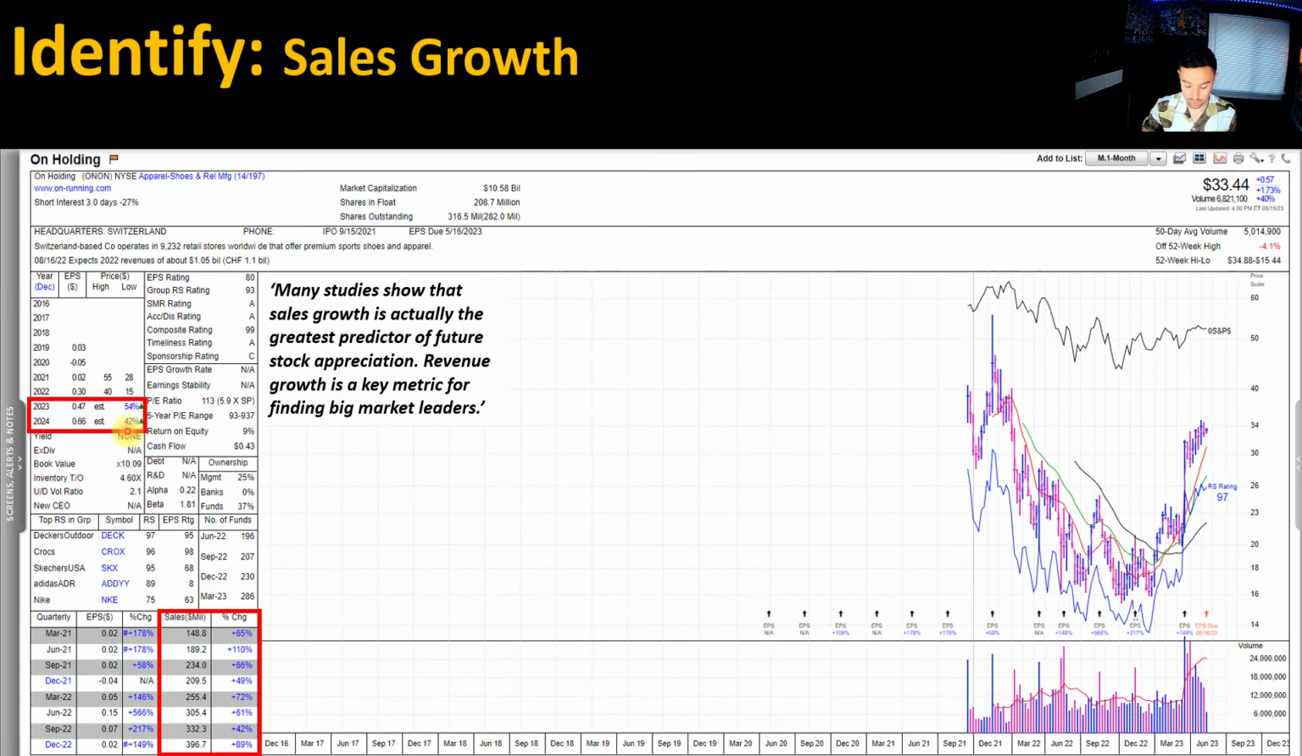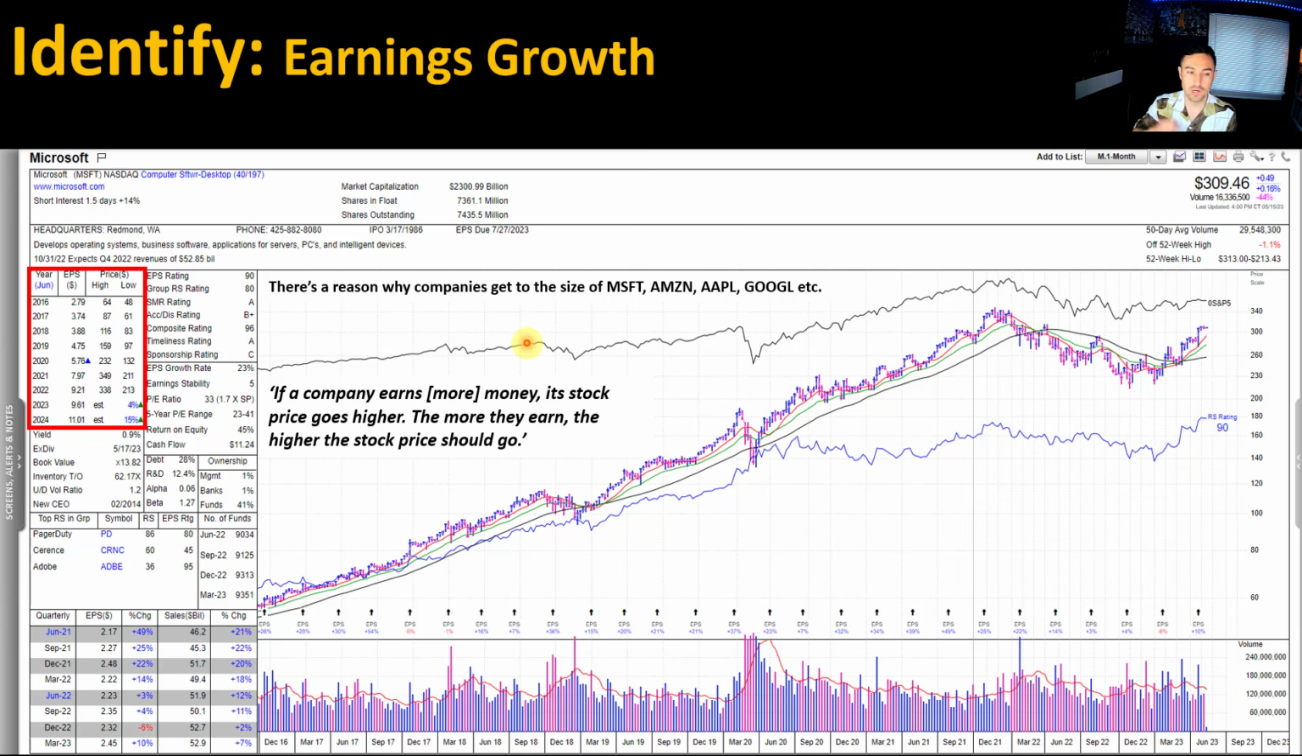So looking for the sales growth, what Oliver's saying here is he's actually putting a greater weight on high sales growth relative to high earnings growth coming through. That's my interpretation of that. But earnings growth is extremely important. I'm not discounting that at all. So this one here, there's a reason why companies get to the size of Microsoft, Amazon, Apple, and Google.